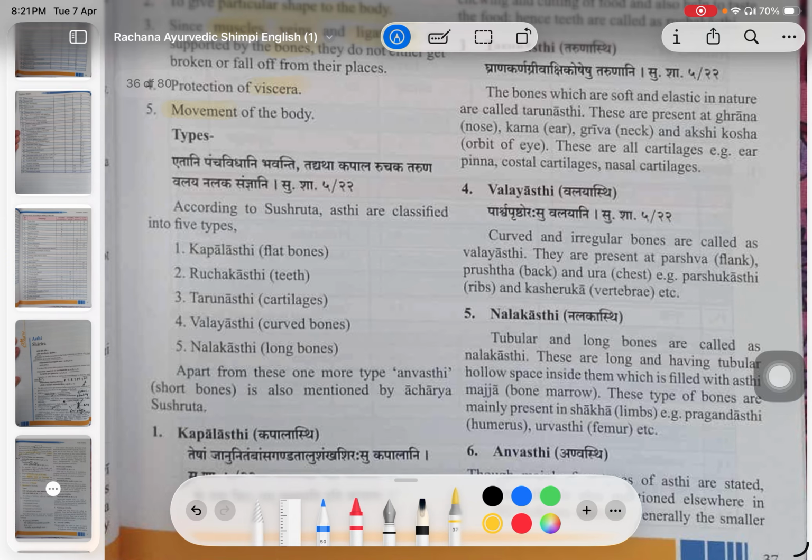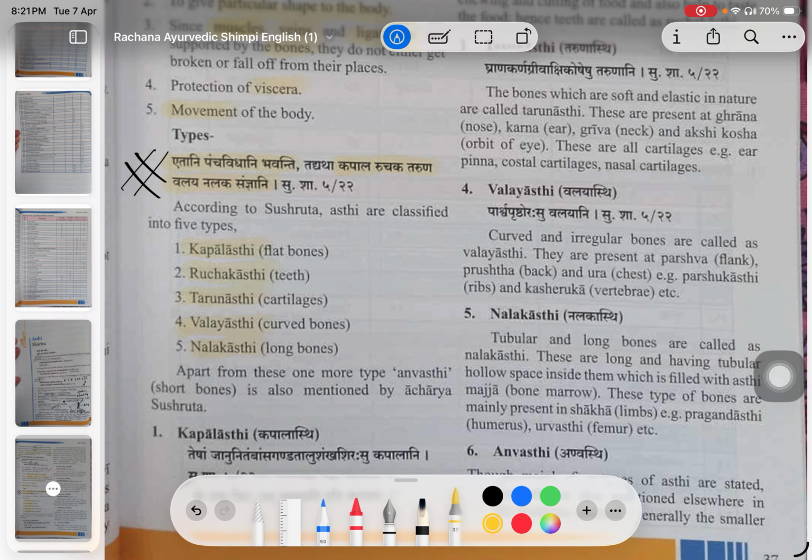The types of bones. This is a very important shloka. You should always learn it. Etani panchvidhani bhavanti. There are five types of bones. Panchvidhani, five types. Tadyatha Kapal, Ruchak, Tarun, Val, Nalak, Sangyani. What are their sangyas, their names? Kapalasthi, Ruchakasthi, Tarunasthi, Valasthi, and Nalakasthi.